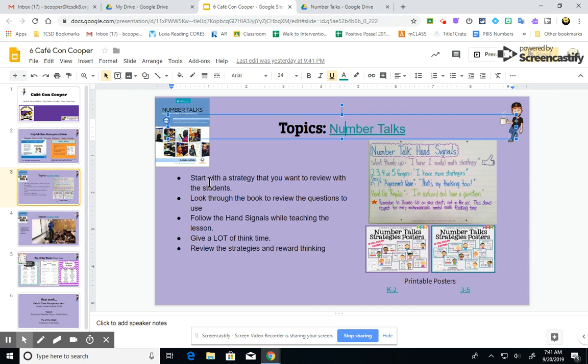If you look through the book, I have the book and I'd love to share that with you, but there's a ton of resources on the different types of strategies, how to use them, and what numbers go well with that.